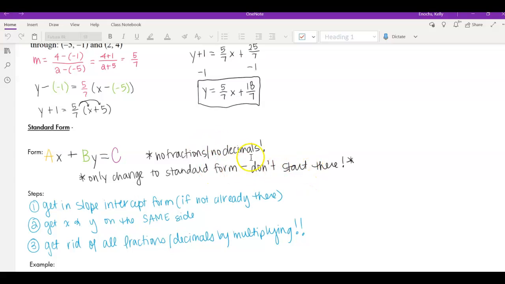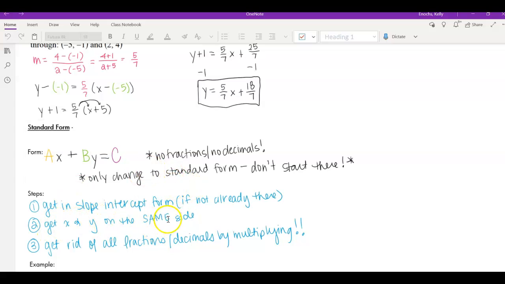So that's going to be the last step in our problems, and you're probably going to have to put it in slope intercept or point slope form first. So how do we get to standard form? Well, first make sure it's in slope intercept form. So if you were in point slope form, change it to slope intercept and then go on from there.